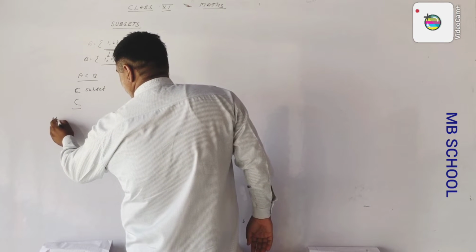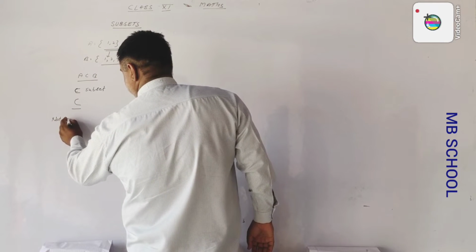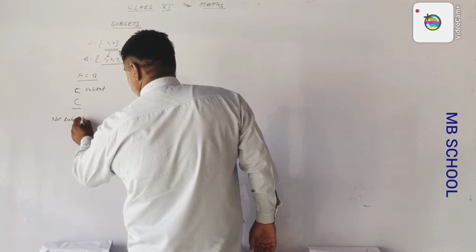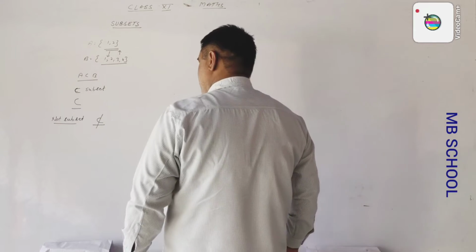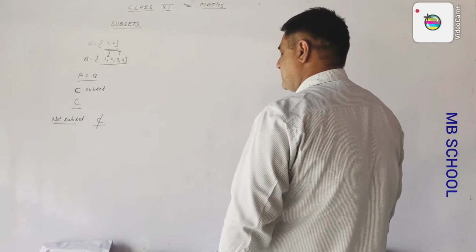Now the symbol of not subset. Not subset means this symbol with a cancel line through it. So then we say that it is not a subset.